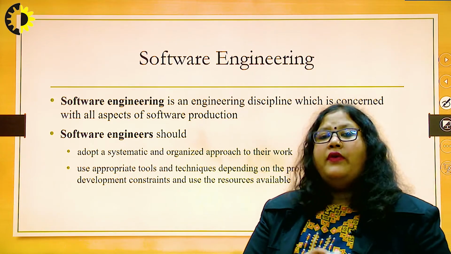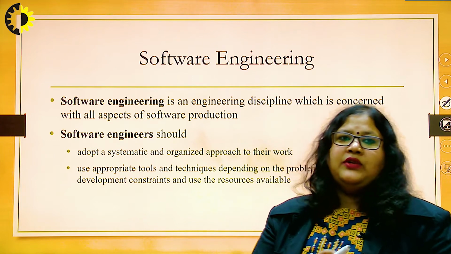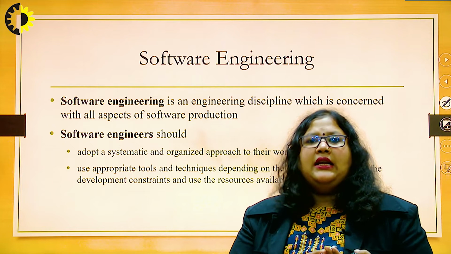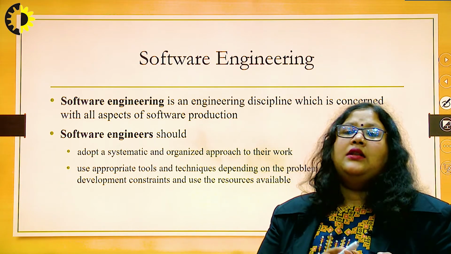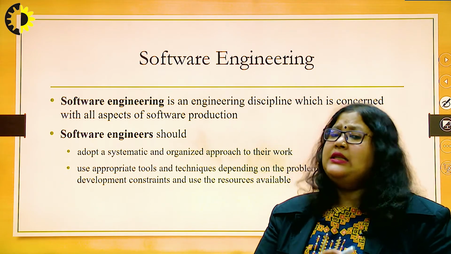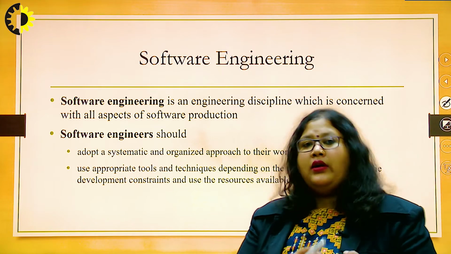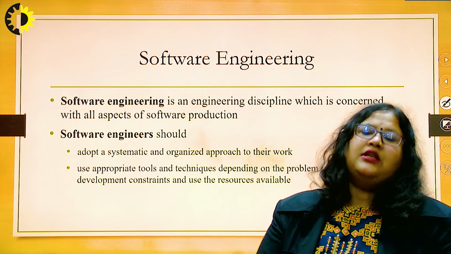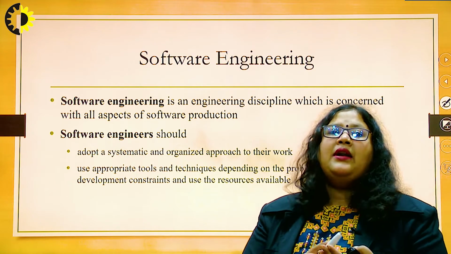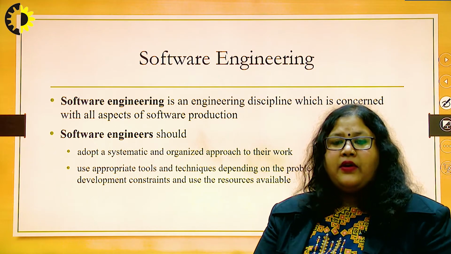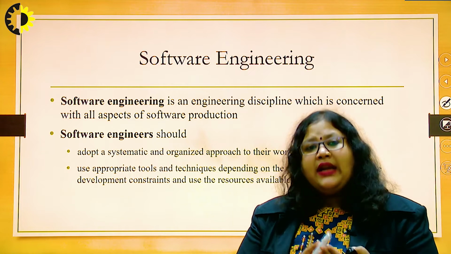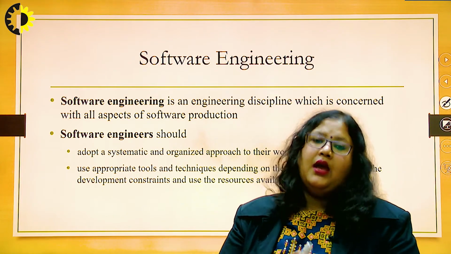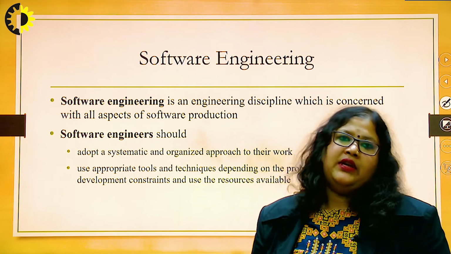So software engineering is an emerging discipline which is concerned with all the aspects of software production. Basically it develops the system in a systematic and organized way. So we use the appropriate tools and techniques to develop that particular software, or we define the problem or techniques for developing that project in a very fruitful way. So this is the basic approach of software engineering.